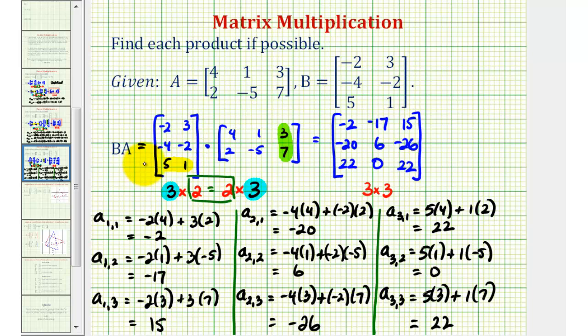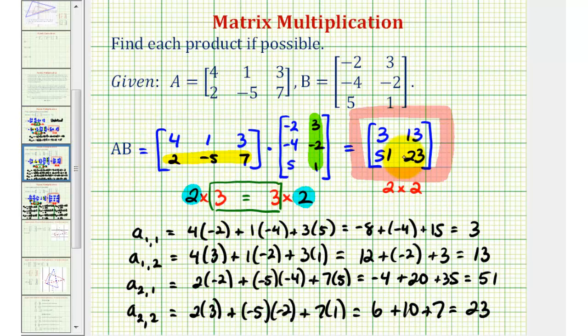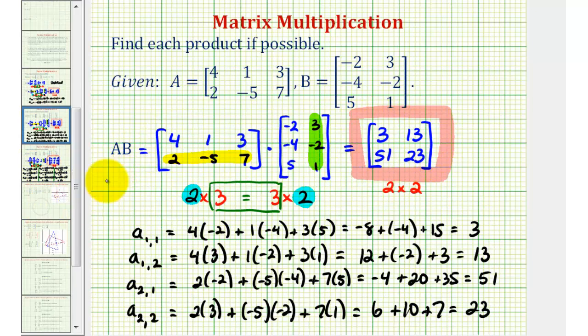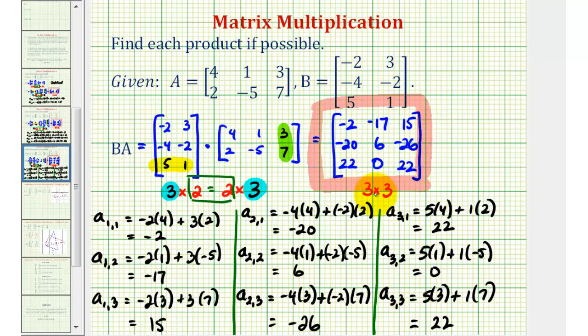So matrix B times matrix A is equal to this 3 by 3 matrix. And again, to compare B times A to A times B, notice that A times B was a 2 by 2, and B times A is a 3 by 3.